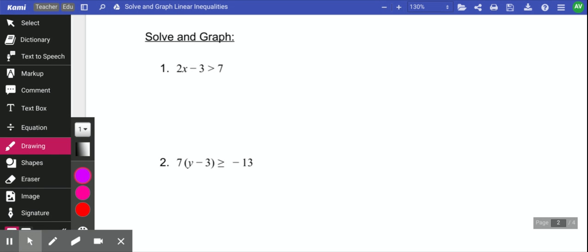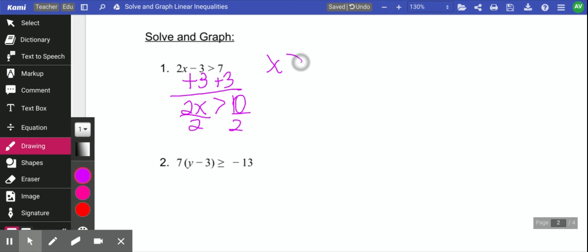All right, now it's time to try some multi-step inequalities. The first one we have is 2x minus 3 is greater than 7. So I'm going to do this just like I would do for an equation. I'm going to add 3 to both sides. Get 2x is greater than 10. Then divide both sides by 2. We get x is greater than 5.